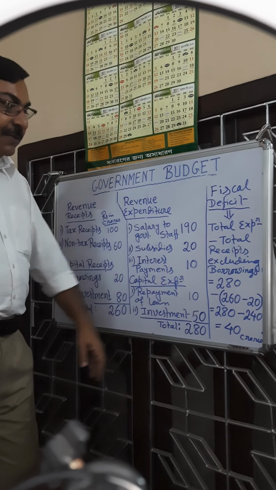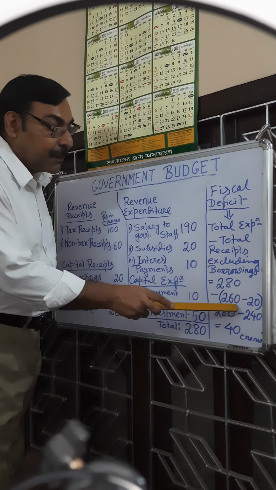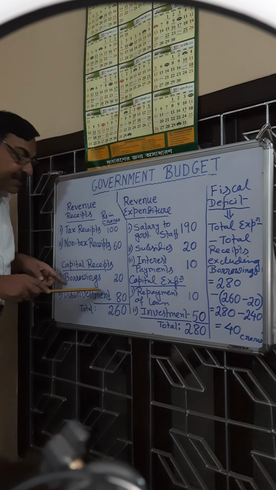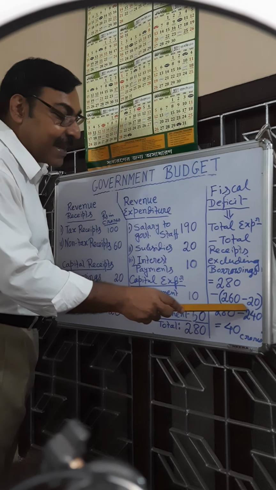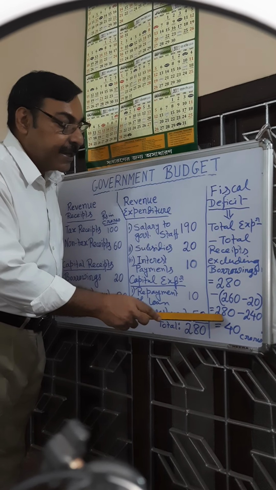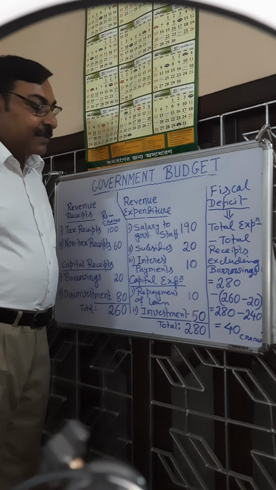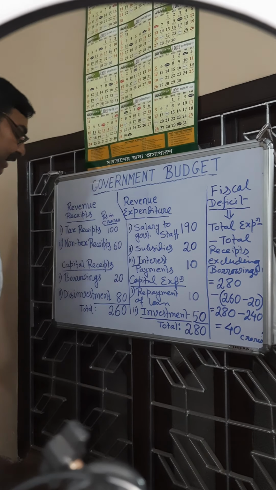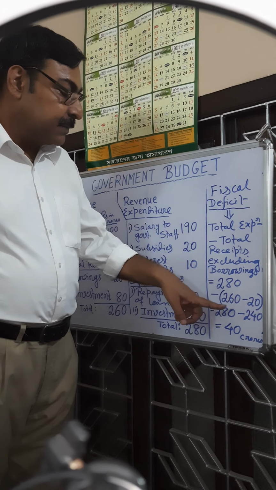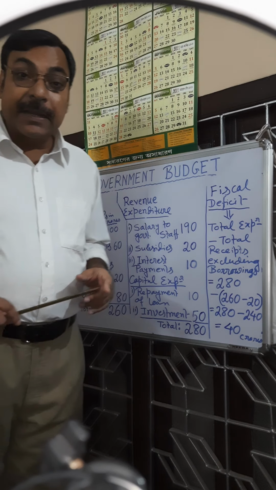Now to calculate fiscal deficit, total expenditure is 280, total receipts of the government are 260, but we will exclude borrowings. What is borrowings? Borrowings is 20. So total receipts excluding borrowings is 260 minus 20. Ultimately we get 280 minus 240. 40 is the fiscal deficit of the government. I think it is clear now.